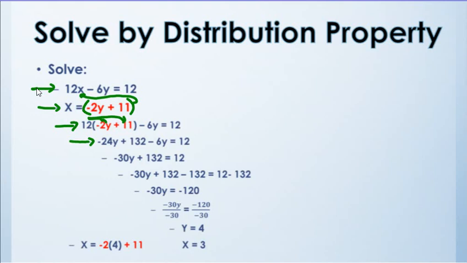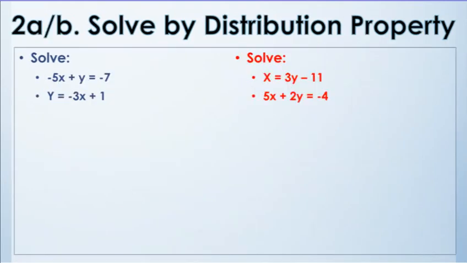So you can always refer back to that one as another example. Let's practice one ourselves. I have negative 5x plus y equals negative 7, and y equals negative 3x plus 1. This is what y equals, so I'm going to substitute that in for the y in the other equation. When I rewrite that, I have negative 5x minus 3x plus 1 equals negative 7.